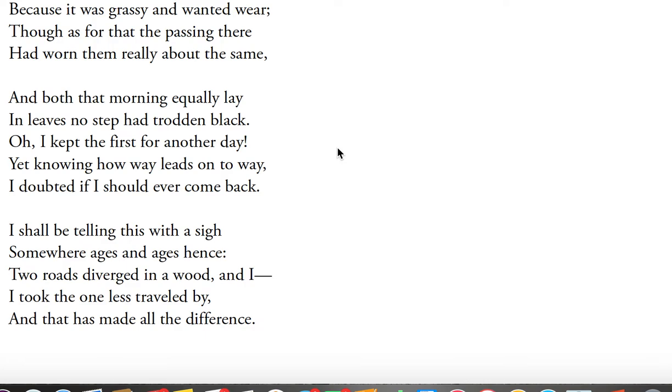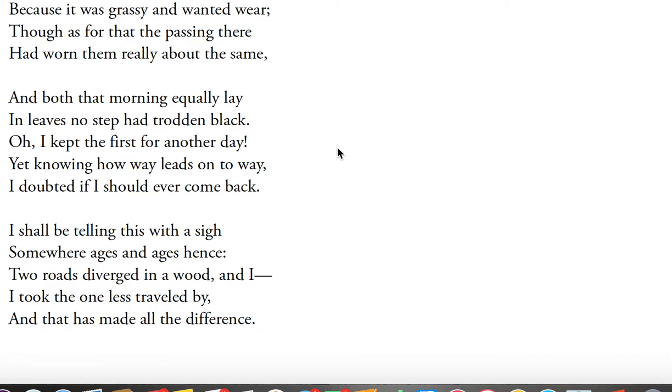And this is where a lot of people miss it in the fourth quatrain. They think that this is a nice, pleasant view of going down one path. But what he's saying is, I shall be telling this with a sigh somewhere ages and ages hence. So he thinks he'll probably regret this decision ages down the road. Two roads diverged in a wood, and I took the one less traveled by, and that has made all the difference.